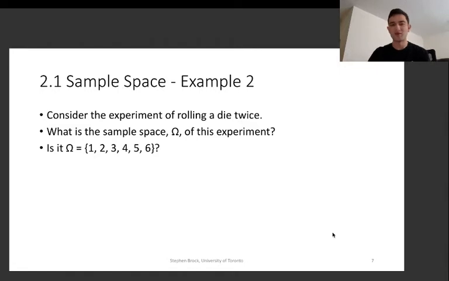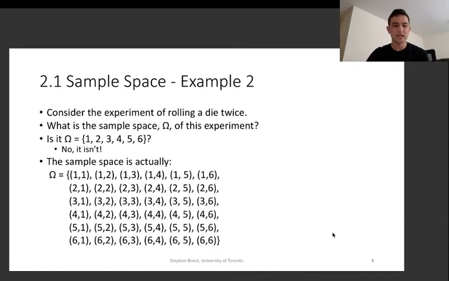Well, hopefully you don't think it's just 1, 2, 3, 4, 5, 6, because we're not actually just rolling the die once, we're rolling it twice. So we roll the die one time, we write down our observation, and then we roll the die again and we write down the observation. So when we're now considering pairs of observations, instead of having 1 through 6, we actually have the first roll followed by the second roll. And so the sample space for this experiment is actually all of the possible combinations of the rolls.